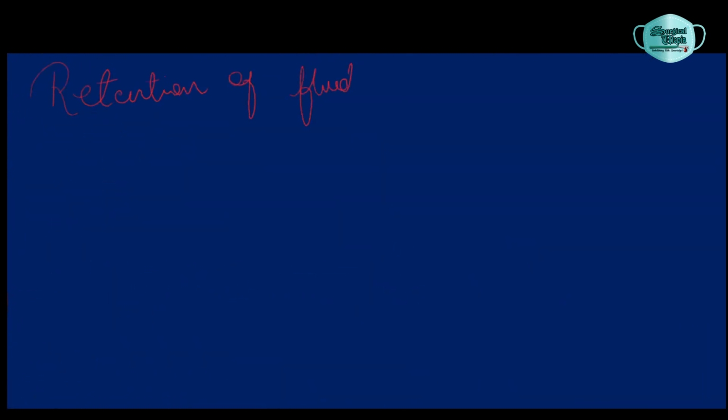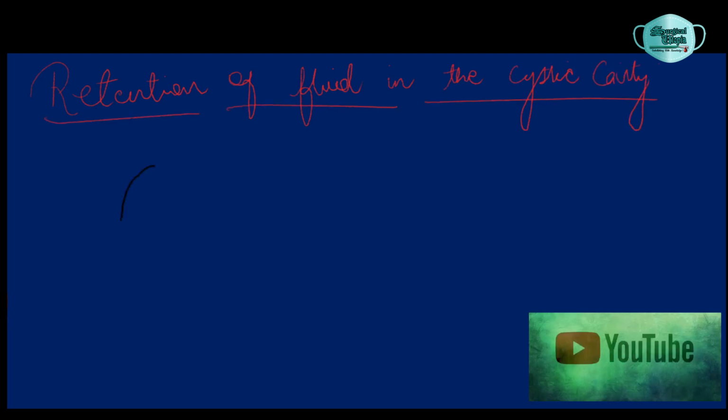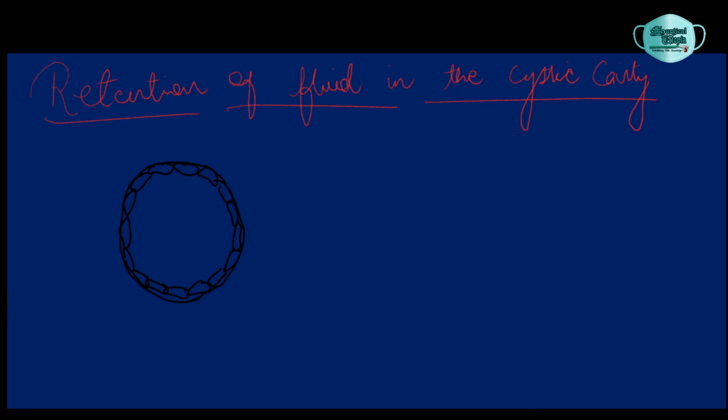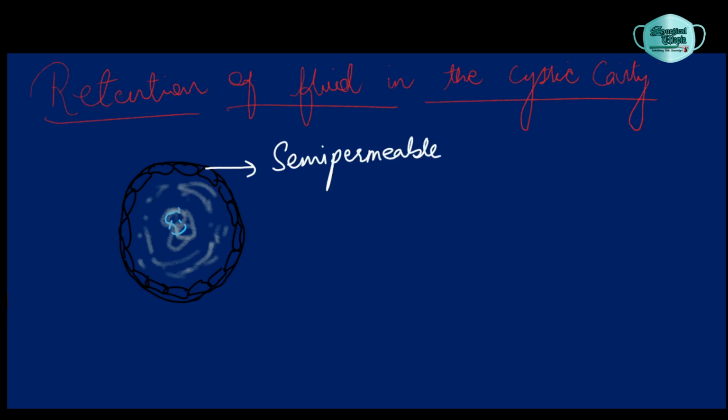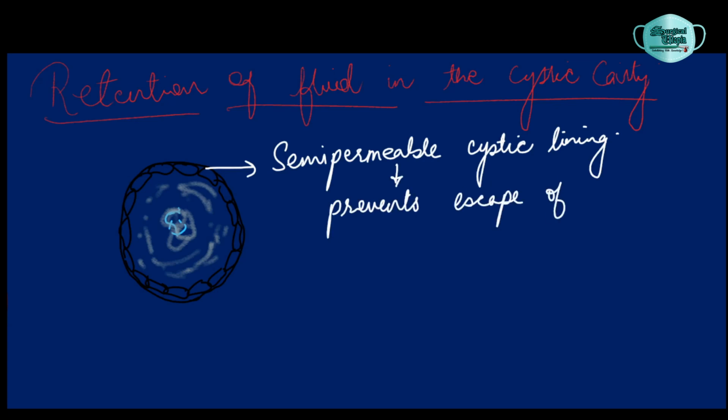The second procedure is that once the fluid from the outside has entered into the cell, the cystic lining will prevent the escape of the cystic fluid that was initially produced by the desquamation of the epithelial cell in the center, and the fluid that was drawn inside the cystic cavity through osmotic pressure. The cystic lining is semi-permeable in nature, and it prevents the fluid from escaping outside the cystic sac.